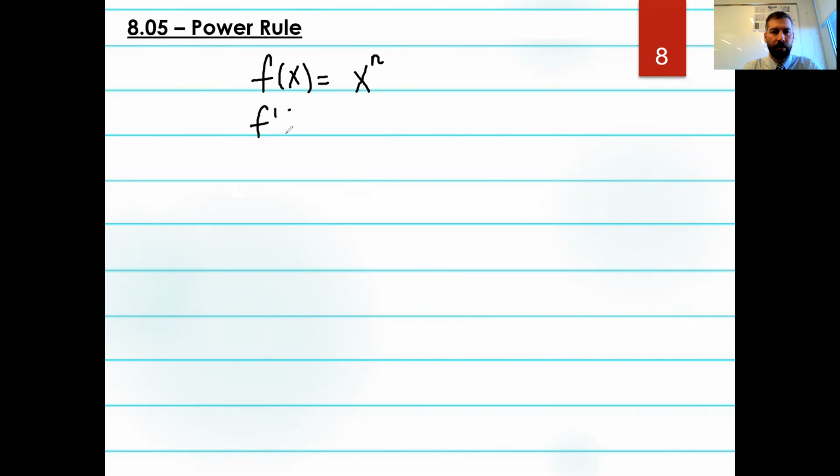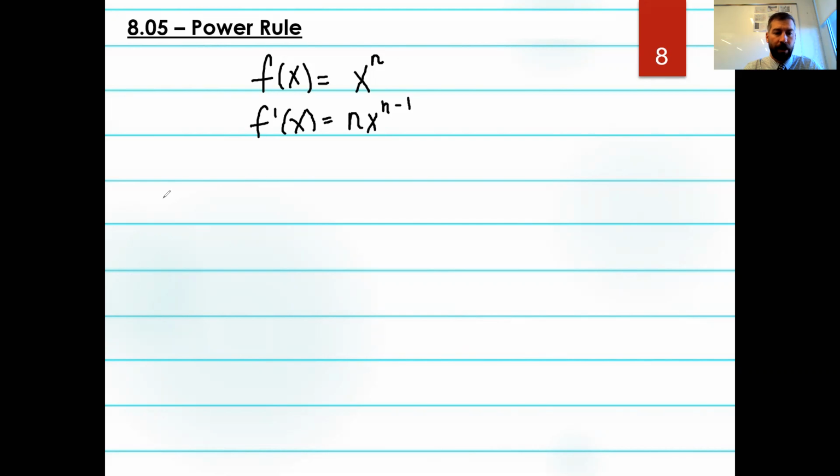Our derivative is going to be just basically moving that n down to the front, whatever that exponent is going to become the coefficient. We're going to keep the x, and then we're going to subtract 1 from whatever that exponent is, and this would be our derivative.